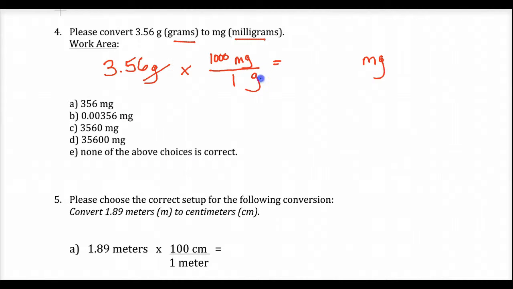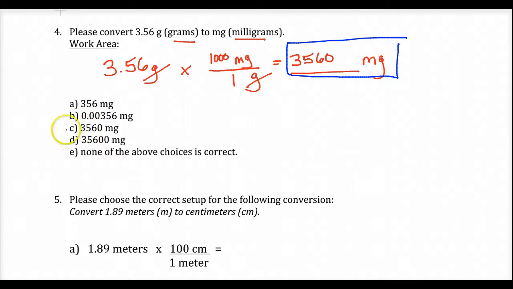Grams cancel because grams go on the bottom, and you're multiplying this across and dividing by 1, and what you get is 3, 5, 6, 0, and that, my friends, is your answer. Of course, you have to include the unit, okay? 3560 milligrams. That's why C is the answer.